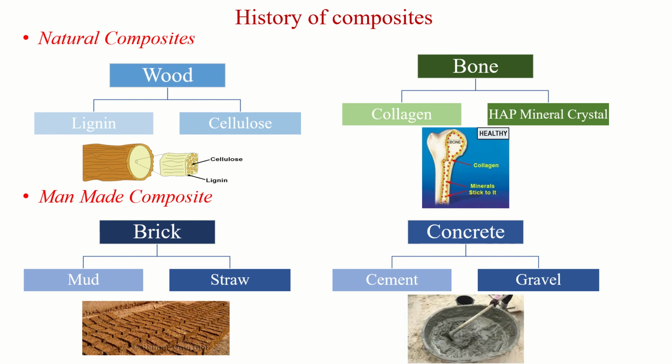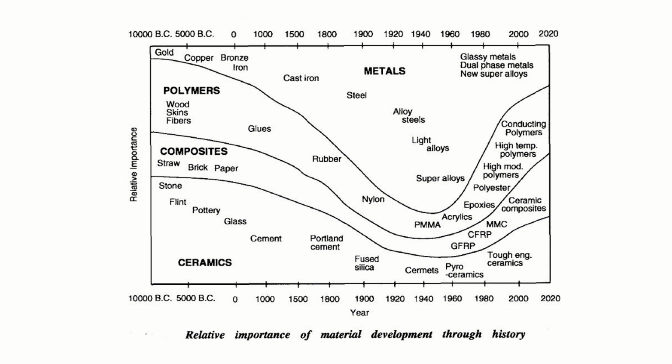For a simple understanding, you can figure out how natural composites and man-made composites vary. The mud plays the role of matrix and the straw plays the role of reinforcement. Here, in the cement and gravel also. Then we can figure out how composites differ from BC to the current trend, and how polymers, metals and ceramics play a role throughout the history of composites. Okay, so how it is different, we'll see in this.